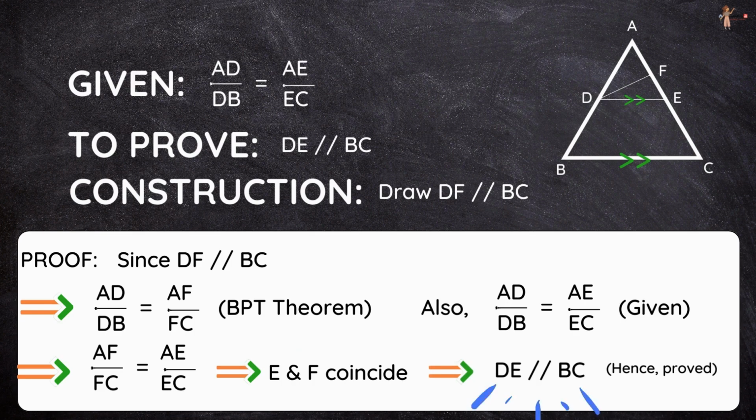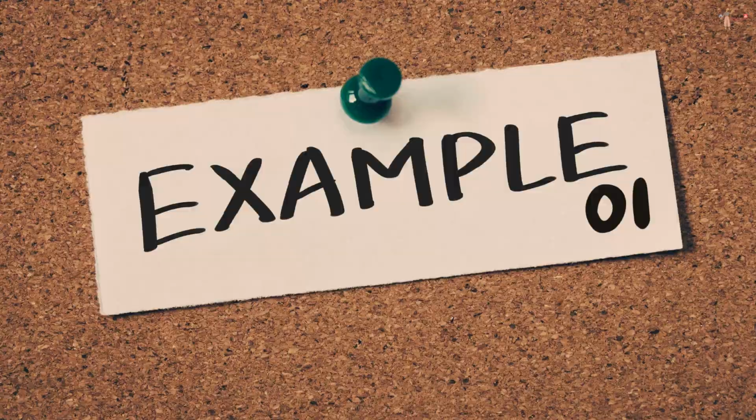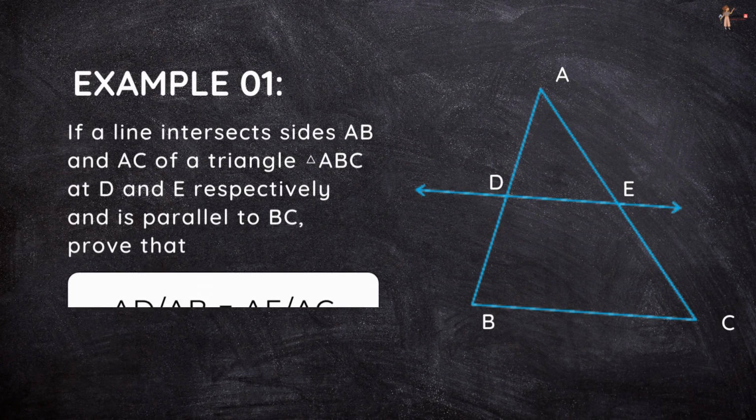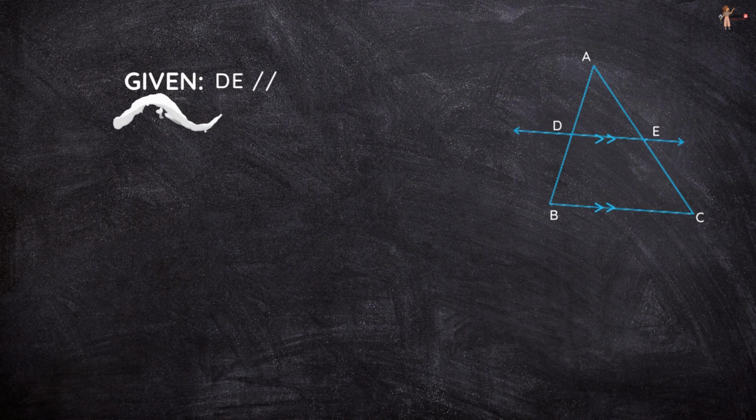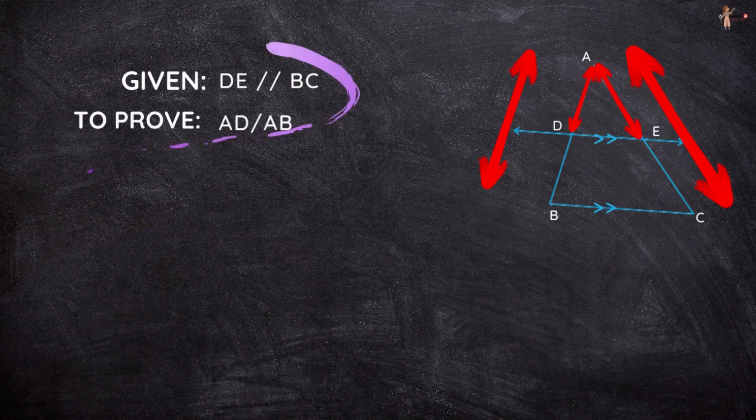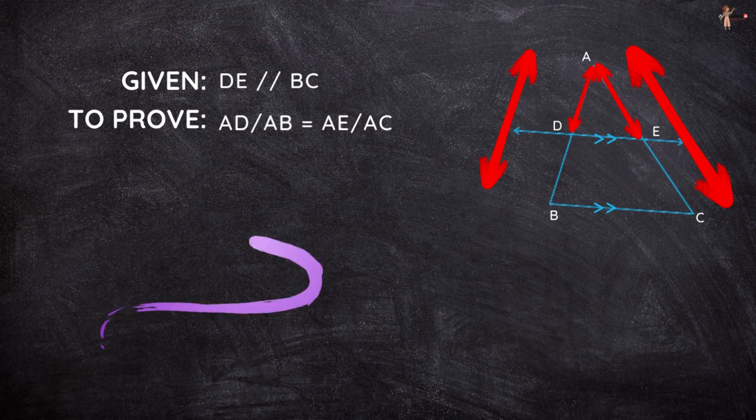Now, let's see an example where we apply the basic proportionality theorem. If a line intersects sides AB and AC of a triangle ABC at D and E respectively and is parallel to BC, prove that AD upon AB is equal to AE upon AC. So we are given that DE is parallel to BC and we need to prove that AD upon AB is equal to AE upon AC.